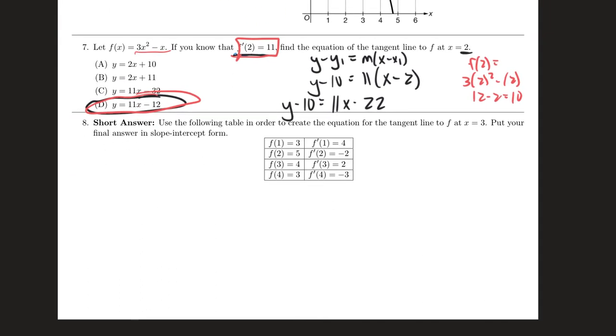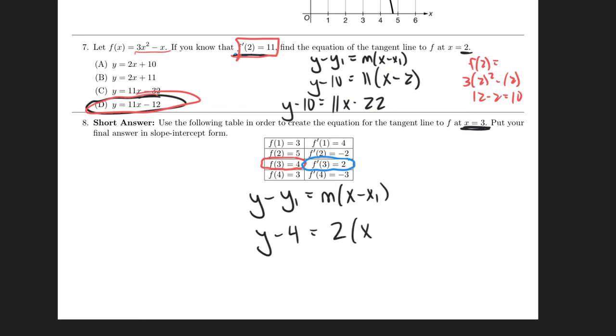And the short answer one is similar. It's just using tables of values instead of an original equation. We're going to find the tangent line at x equals 3. All right, so tangent lines we normally do using point slope form. Our point is going to come from our original graph at 3, which is going to be this box. When I plug in the x value 3, I get the y value 4. My slope is going to come from my derivative, which is that box. So I'm going to have y minus 4 equals 2 times x minus 3.